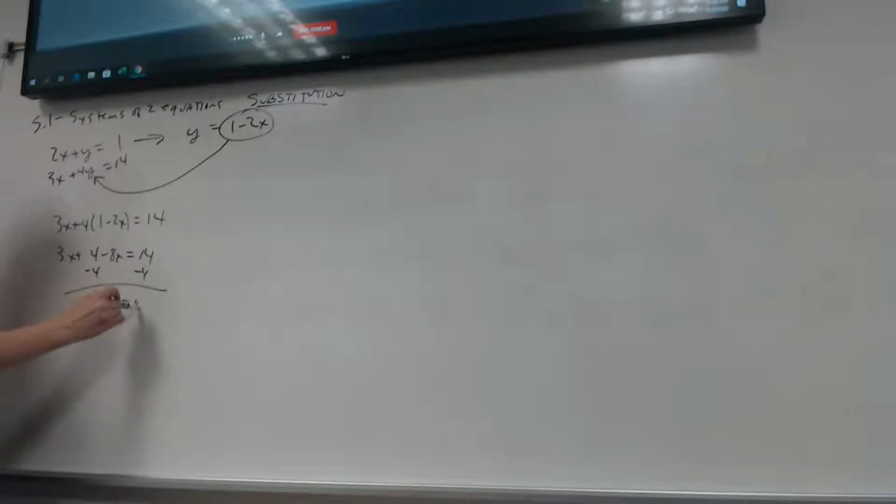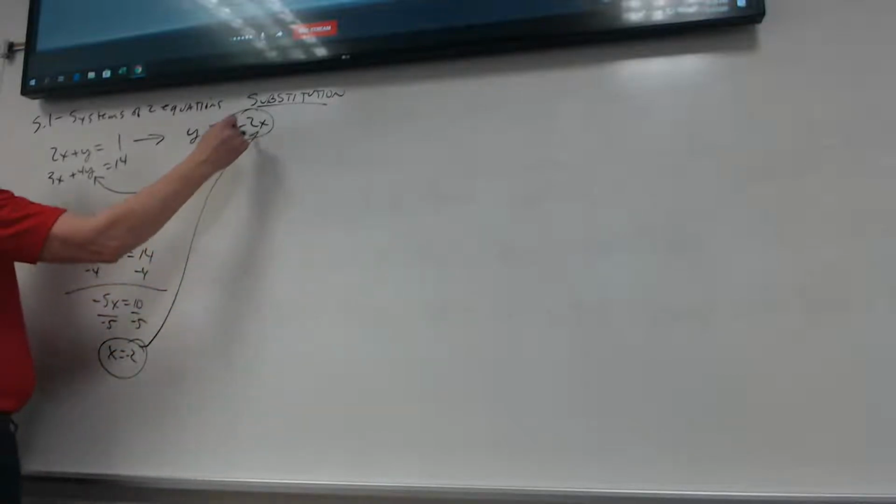Okay. And then this becomes 3x plus 4 minus 8x equals 14. And then negative 5x equals 10. Okay, so subtract 4. So negative 5x equals 10. Divide by negative 5. x equals negative 2. So we've got one answer.